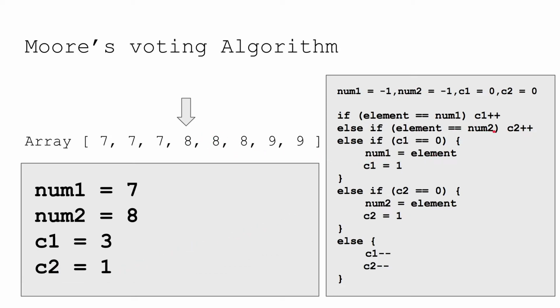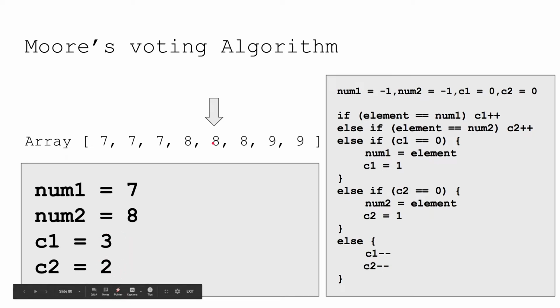Similarly, we'll move to the next element, which is 8. Here it will get matched with num2 and we'll need to increment this counter 2 to 2. So now after this we'll move to the next element, and similarly we need to increment this C2 to 3, right? And then after this we need to move to the next element, which is 9.